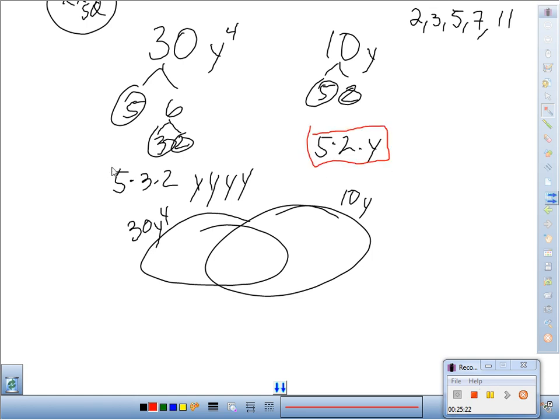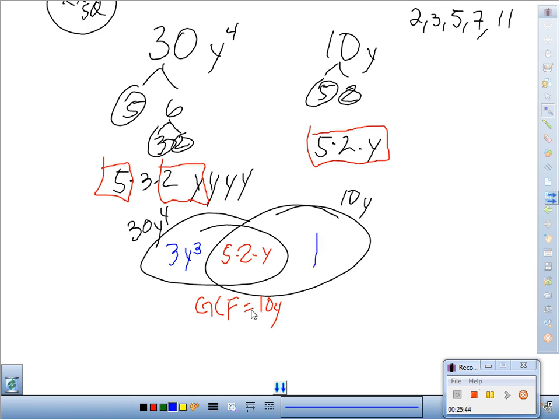5, 2, and y. 5, 2, and y. So my GCF is 10y. Hands up if you got that. Okay. What's left over on this side? 3y to the 3rd. And on this side, nothing. So therefore, if there's nothing left over, look up. You put a 1. Because if you put a 0, it becomes 0, right? So my LCM is 1 times that, which is 30y to the 4th.